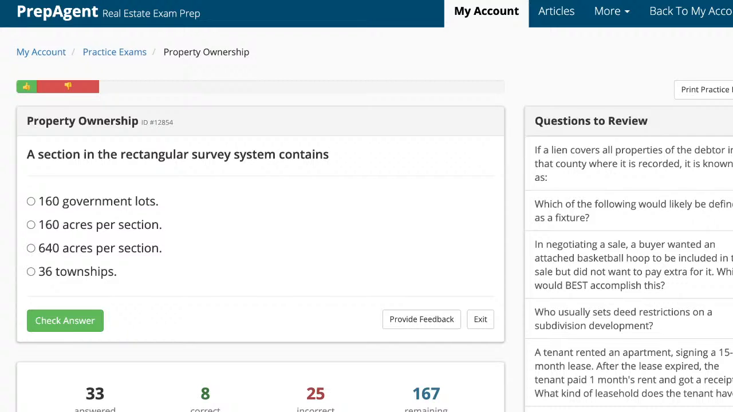A section of the rectangular survey system contains A, 160 government lots, B, 160 acres per section, C, 640 acres per section, or D, 36 townships.